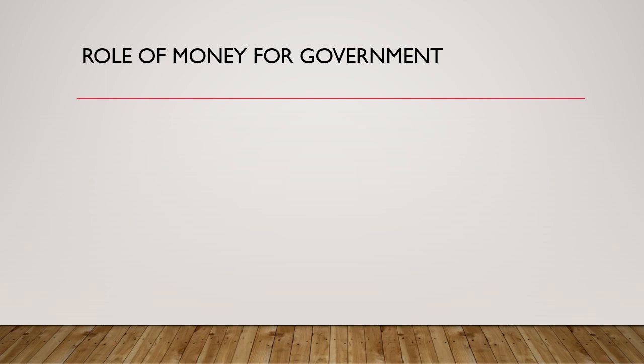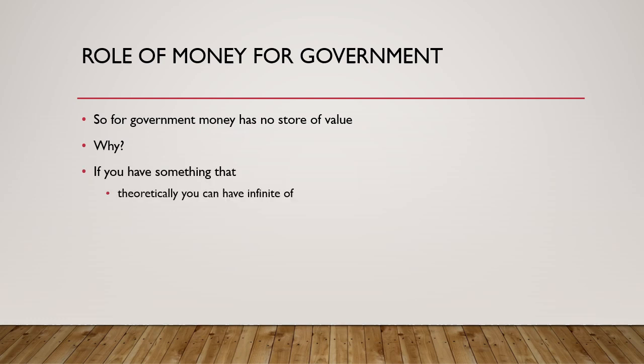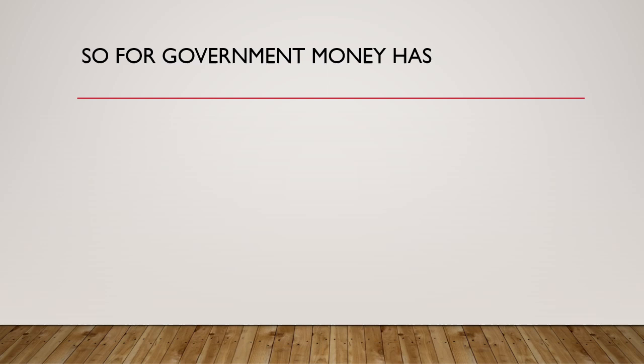So, what is the role of money for the government and how is it different from us in the system? Unlike us, government money has no store of value in the system. Why do I say that? Well, think about it. If you have something that is theoretically infinite, and potentially you can have it at any time, would that thing have any value for you? Of course not. So for the government, money has no store of value, but it does have a measurement value.